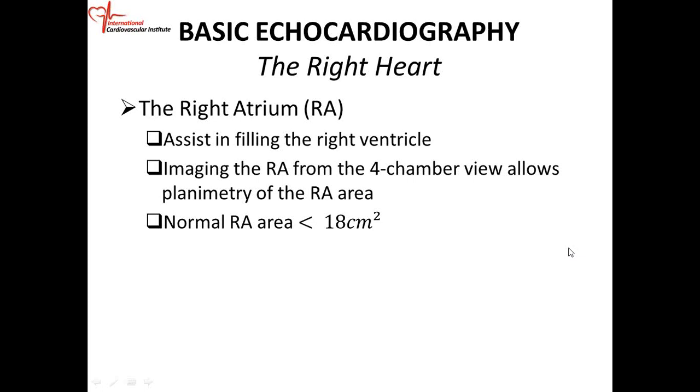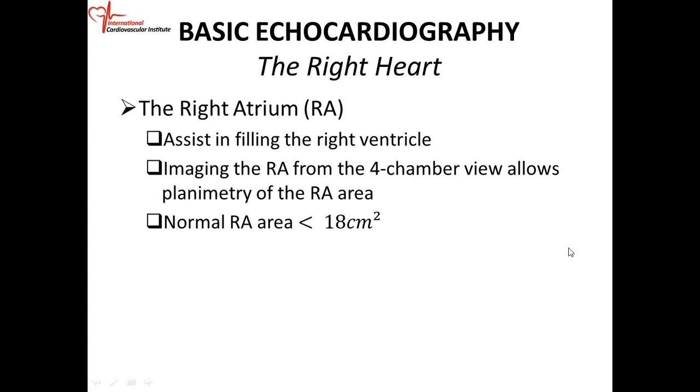We talk about RV S prime, that is the systolic velocity of the lateral tricuspid annulus. So those are the methods that we use to assess or evaluate RV systolic function. So you have to know them. Now we're going to go on to the right atrium.